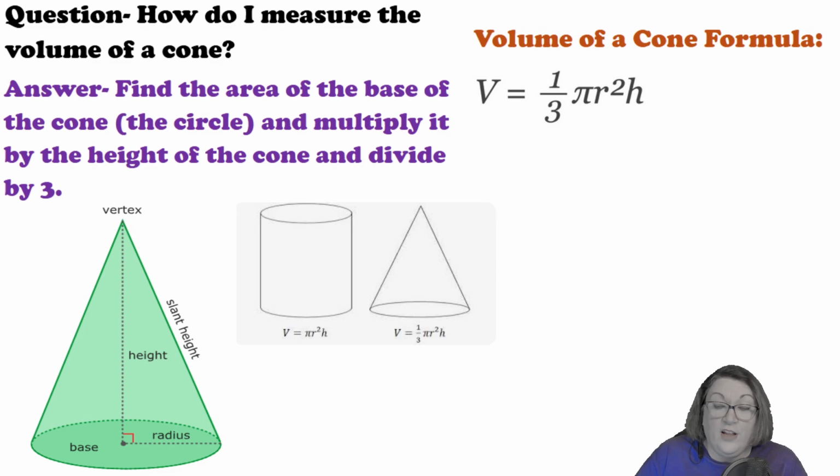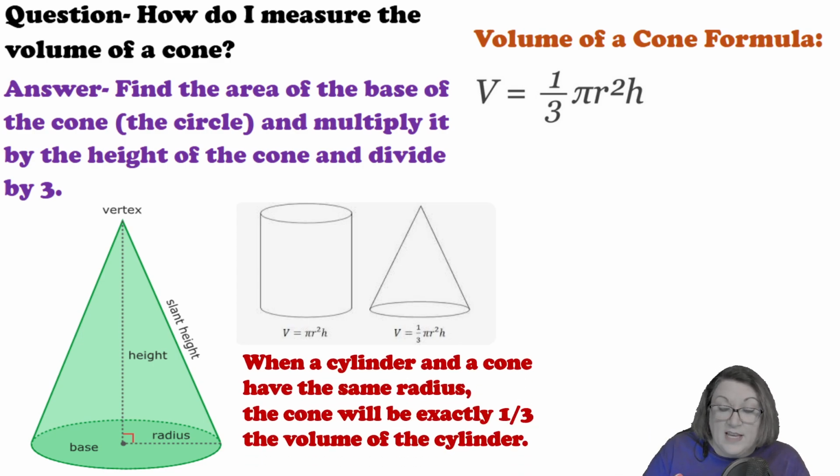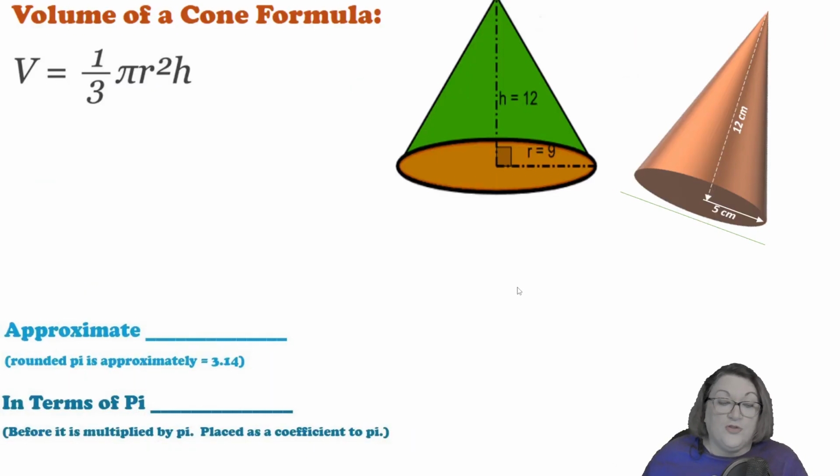So I could fill up that cone 3 times, and it would take 3 of those cones to fill up that one cylinder. So when a cylinder and a cone have the same radius, the cone will exactly be 1/3 of the volume of the cylinder. Okay, so let's try some of these.